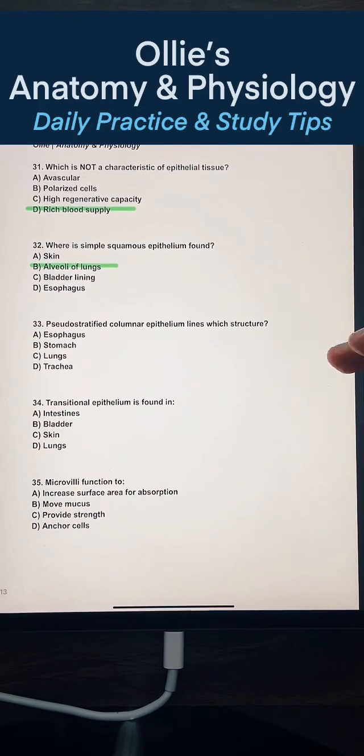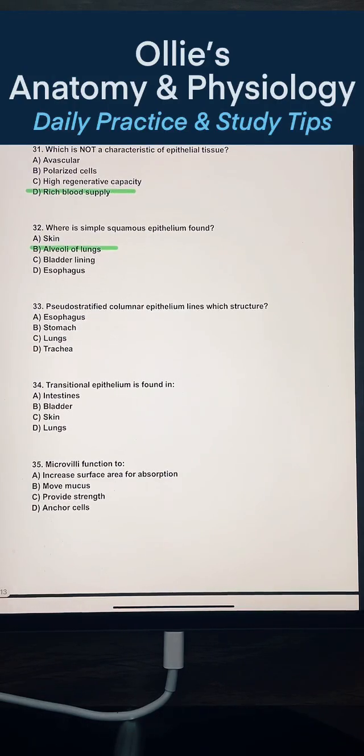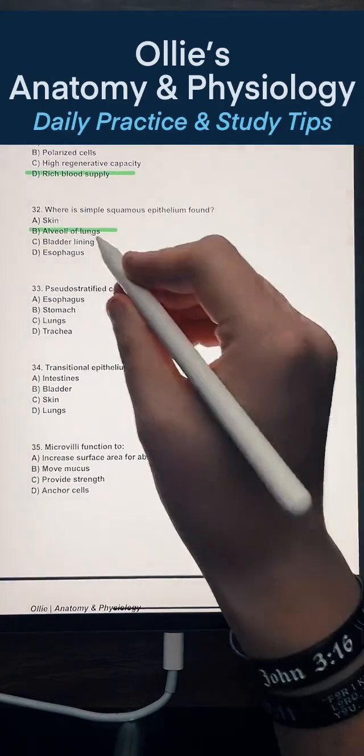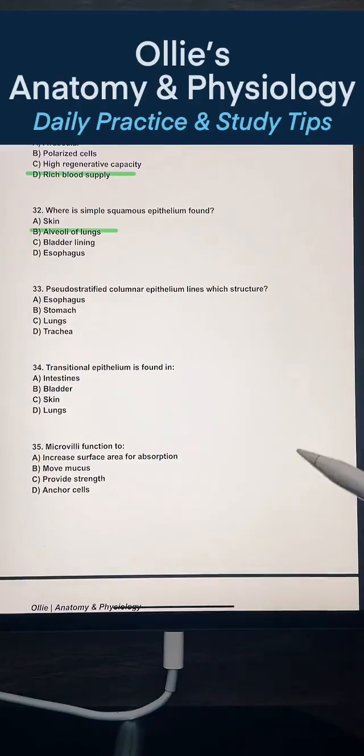Number 33, pseudostratified columnar epithelium is going to line which structure? A, B, C, or D for this one? And the skin would be stratified squamous epithelium because, again, it's for protection.